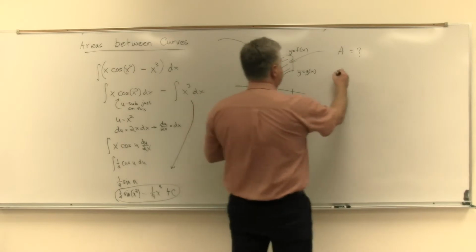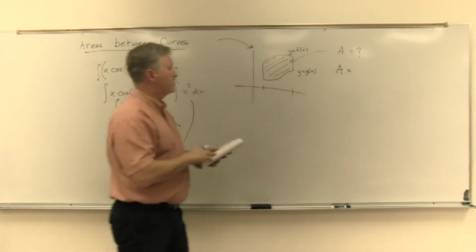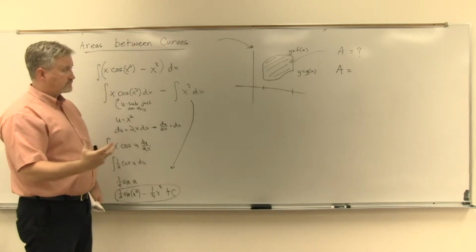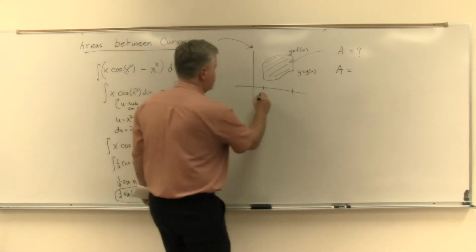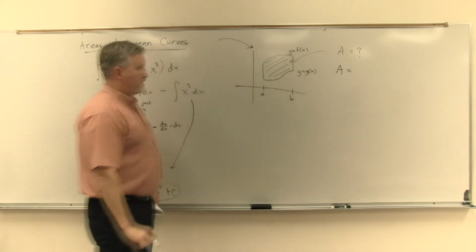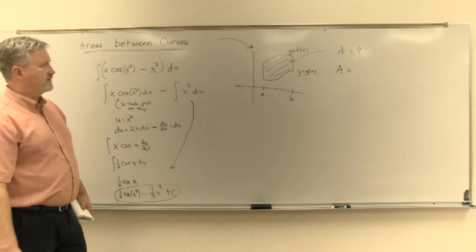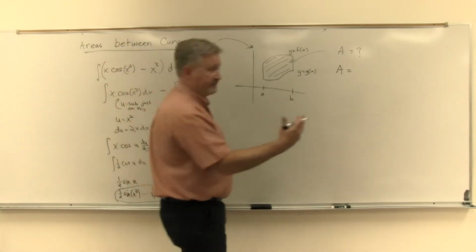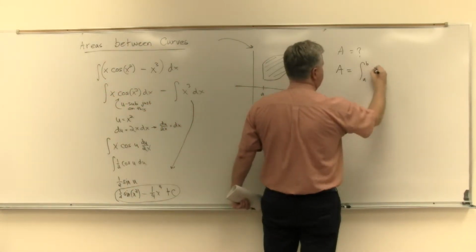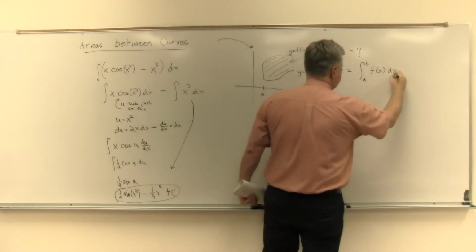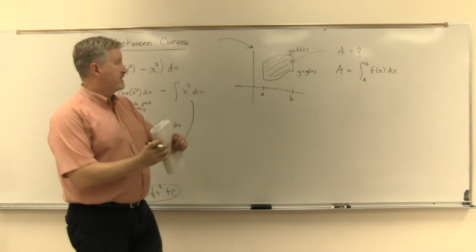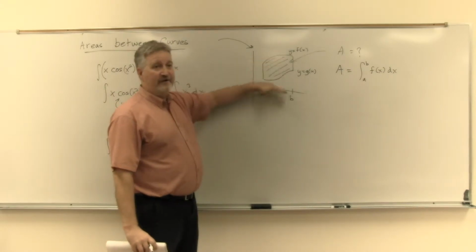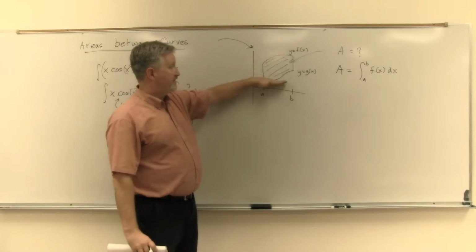How can we get that area between the two? Well, if we think about the integrals here, and this is a and b, sorry, so the area between the curves from a to b. If I think about it, if I do the integral of f from a to b, what does that give me? Well, that gives me the area from the curve down to the x-axis. But that's not what I want here. I only want the area from here to there.